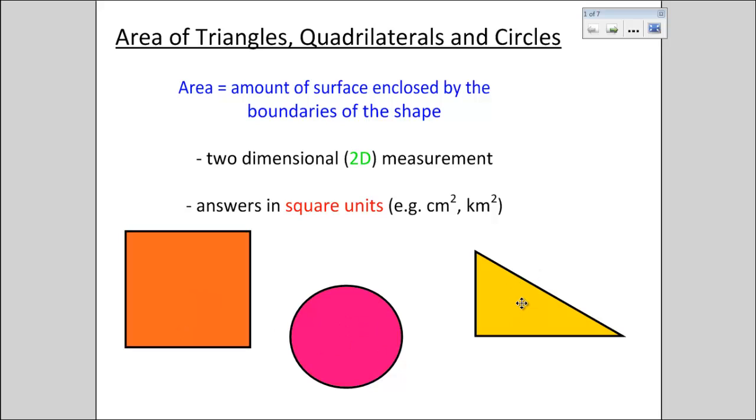It's a two-dimensional measurement, so think flat, and your answers are always going to be in square units, so centimetres squared or square kilometres, square millimetres, etc. Now, as the name of this suggests, you need to know how to find the area of triangles, quadrilaterals, so four-sided figures, and circles.